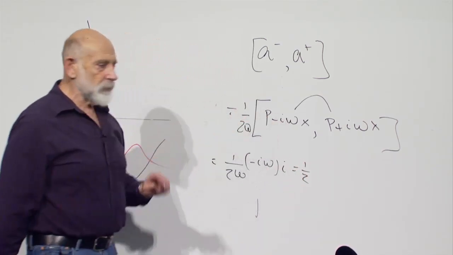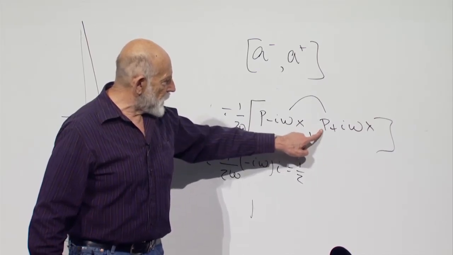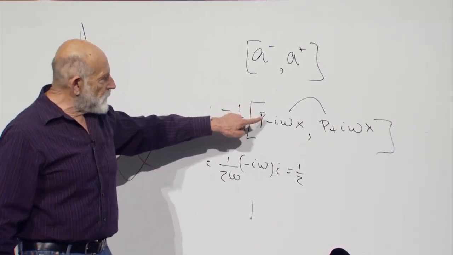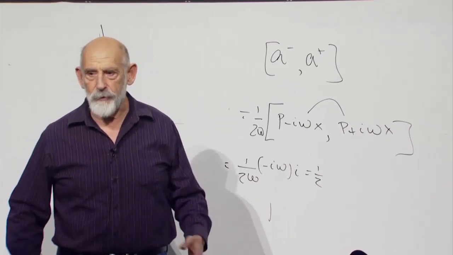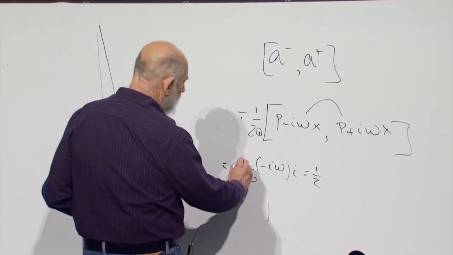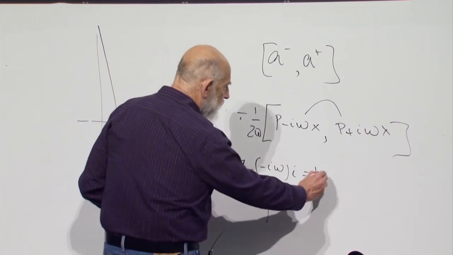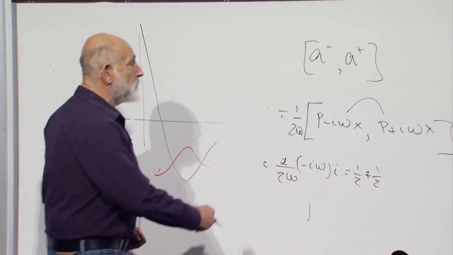But that was only one term. That was this commutator of this one with this one. The other one is the commutator of P with i omega x. It's exactly the same. If you work it out, you'll see it's exactly the same number. And so all together you get 2 of them, plus 1/2, and the commutator is 1.